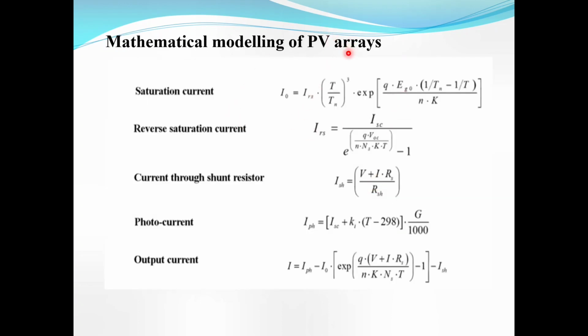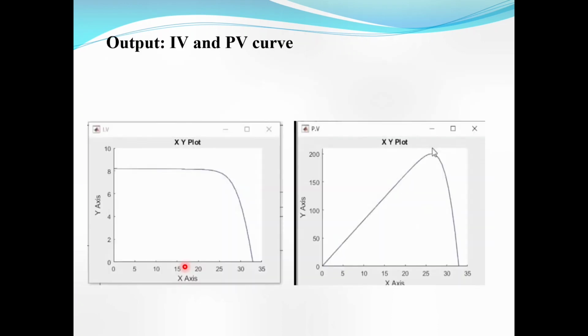About this PV array, we get mathematical modeling equations such as saturation current, reverse saturation current, current through shunt resistance, photo current, and output current. These two graphs show the output of the PV array. We show the IV characteristics, and this shows the PV characteristics.